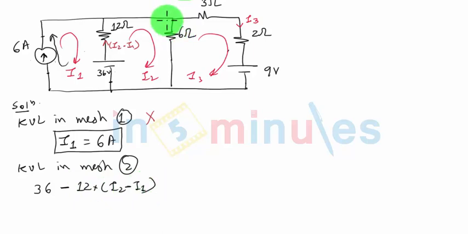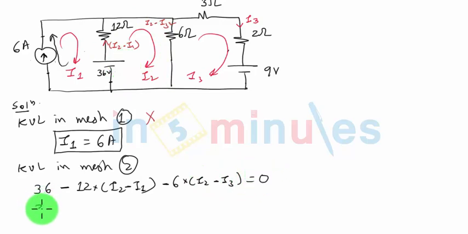Next is 6 ohm resistance. You can see the downward current is I2, upward current is I3. So I will define equivalent current in downward direction as I2 minus I3, and because I'll be also traveling in downward direction, the drop will be minus 6 into (I2 minus I3). There is nothing else in this loop, so we simply equate it to 0.